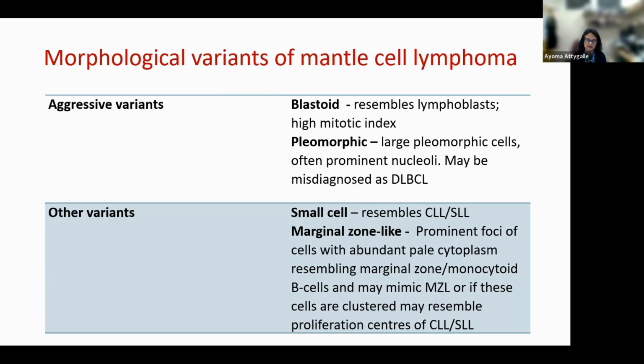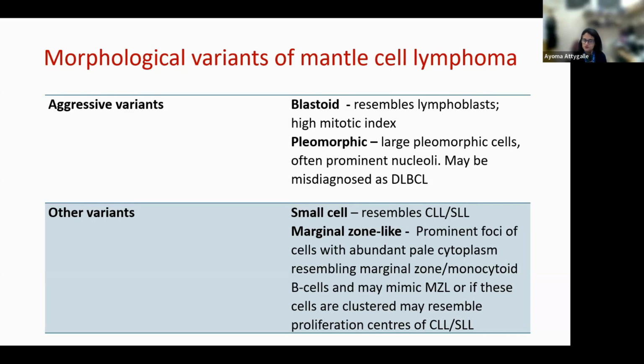The morphological variants: the important thing to recognize is that the aggressive variants are important because they have prognostic significance. So the blastoid variant resembles lymphoblasts and has a high mitotic index, so don't misdiagnose this as a B lymphoblastic lymphoma/leukemia. And the pleomorphic variant essentially has large pleomorphic cells with prominent nucleoli, and if you don't think about it, it may be misdiagnosed as a diffuse large B-cell lymphoma.